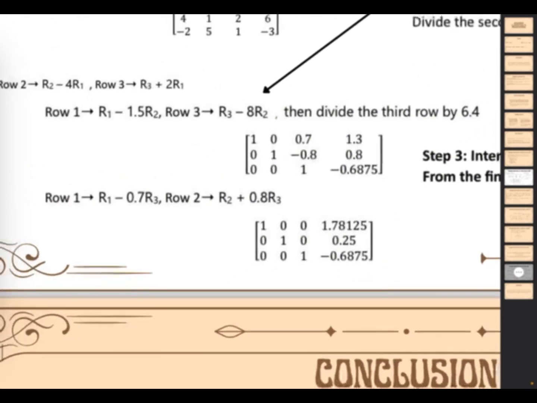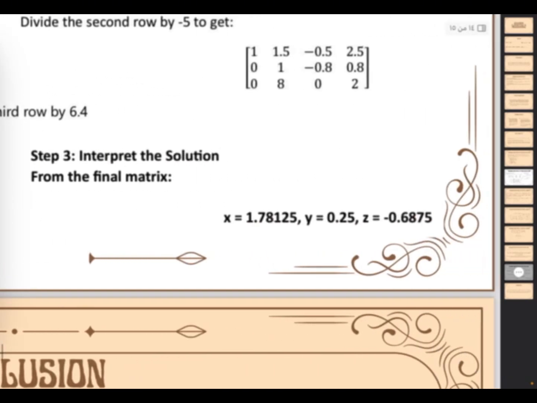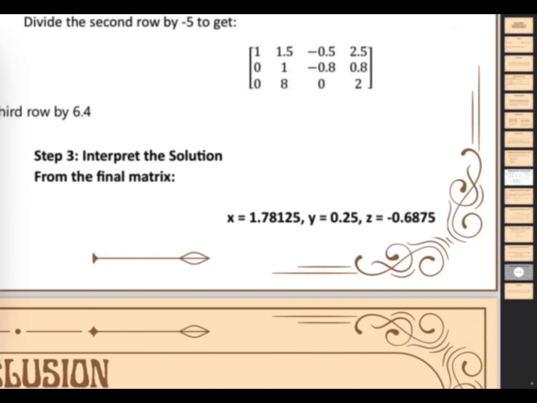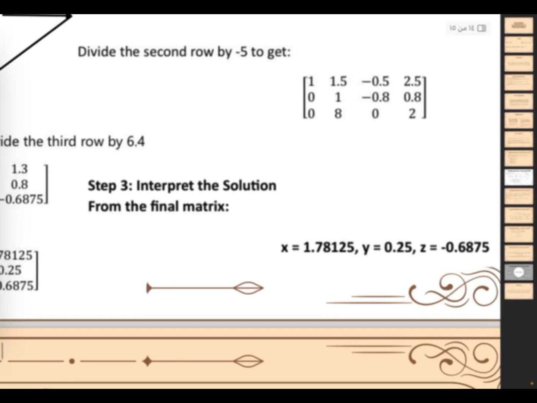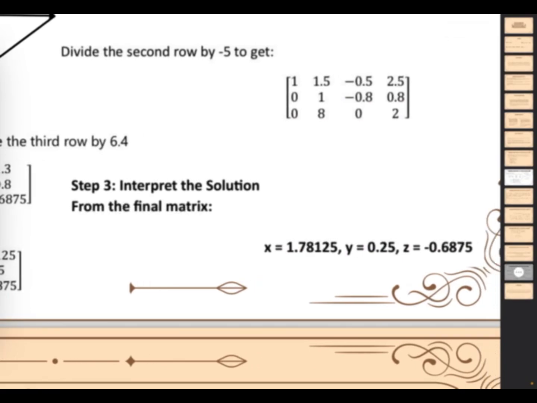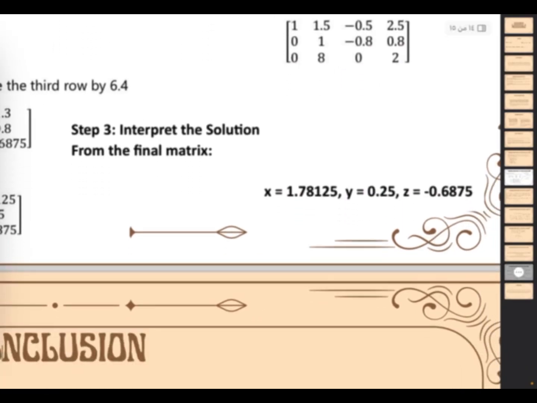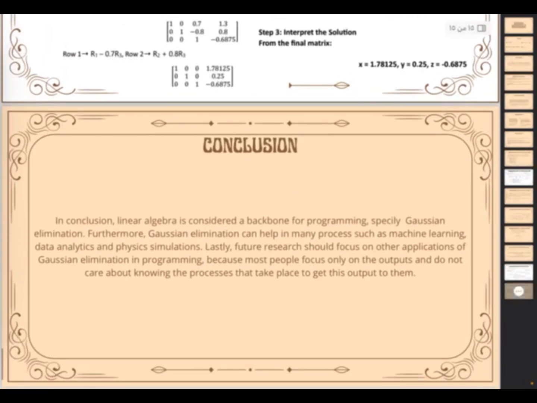And in this matrix we can find that z equal to minus 0.6875 from the matrix, and y equal to 0.25 and x equal to 1.78. In conclusion, linear algebra is considered the backbone for programming, especially Gaussian elimination.